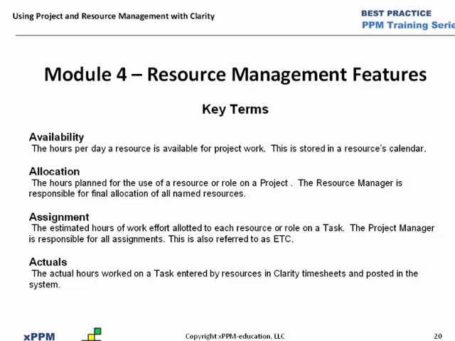Availability, the hours per day resources available for project work, and this is stored in the resources calendar, which is associated with the properties of the resource record. Allocation, the hours planned for use of the resource or role on the project. So allocation being the project level assignment of the resource to the project. It's allocation, project level.